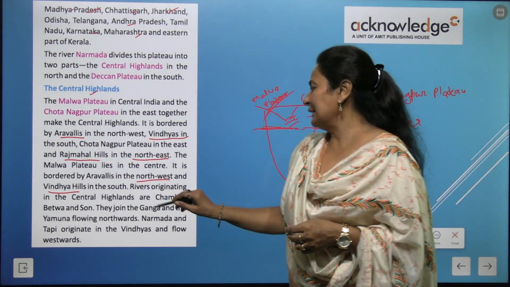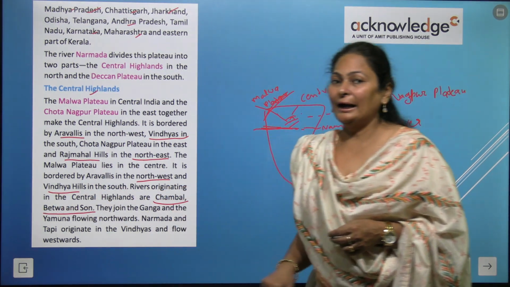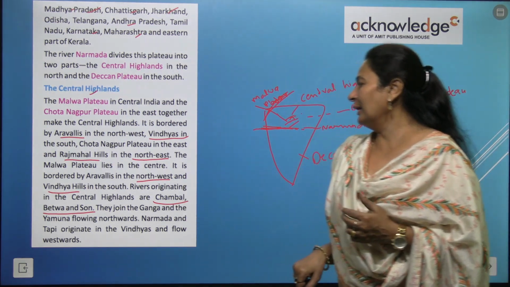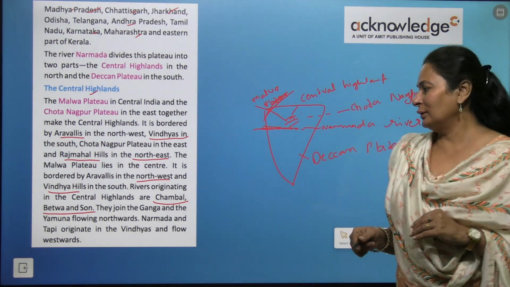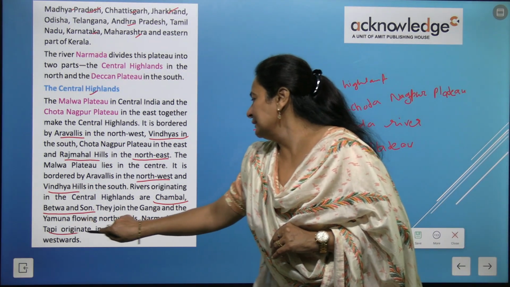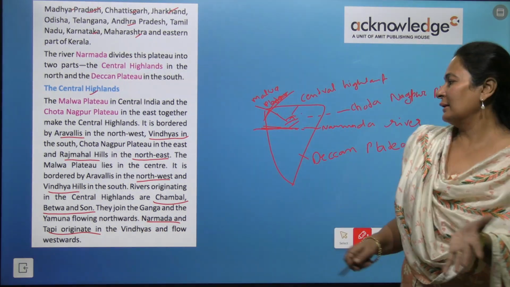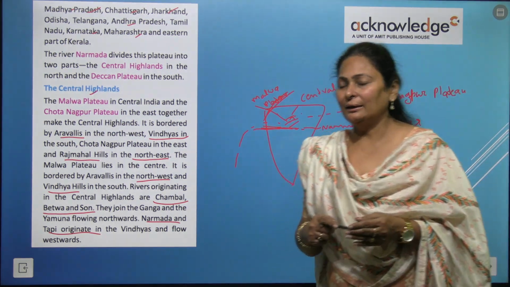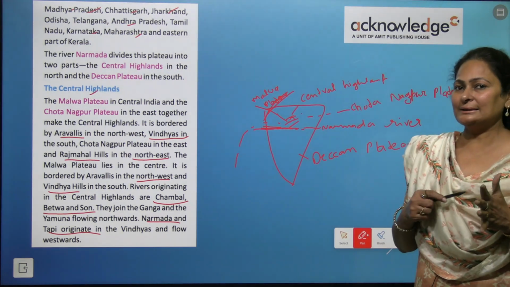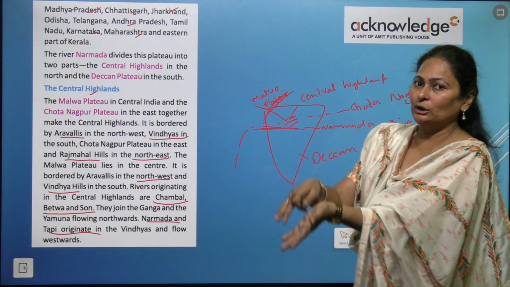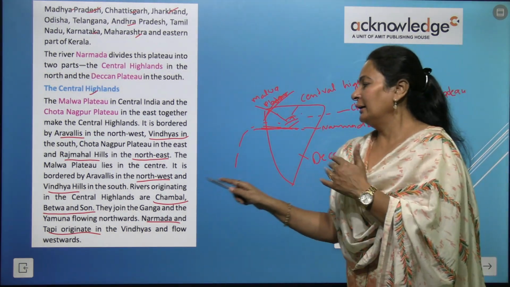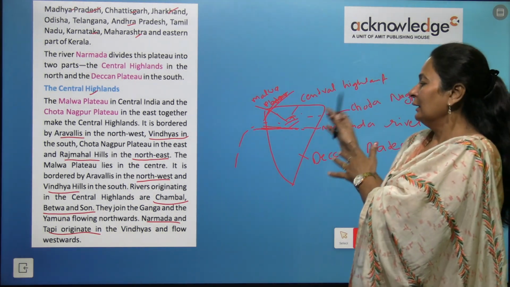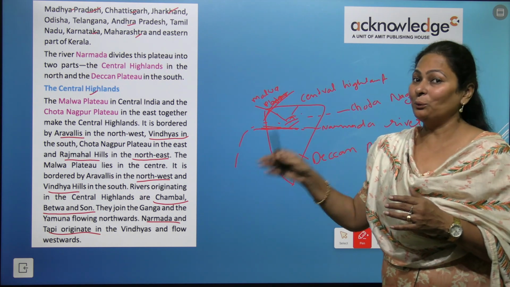Rivers that originate from the Central Highlands are the Chambal, Betwa and Son. These are three rivers that originate from the Central Highlands, right? They join the Ganga and the Yamuna, flowing northwards. Narmada and Tapi originate in the Vindhyas and flow westwards. Westward means in this direction. Which rivers? Tapi and the other is Narmada, right? Narmada divides the southern plateau into two, Deccan and Central Highland. So Narmada and Tapi flow in the westward direction, and other rivers flow from west to east and drain into the Bay of Bengal. Tapi and Narmada drain into the Arabian Sea.